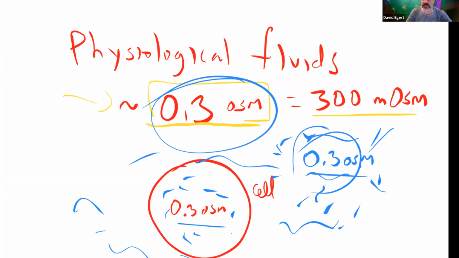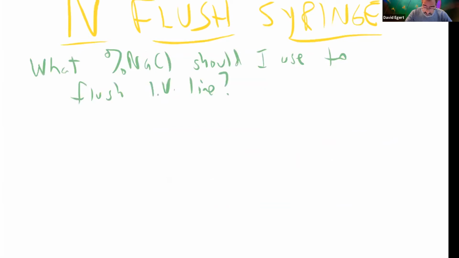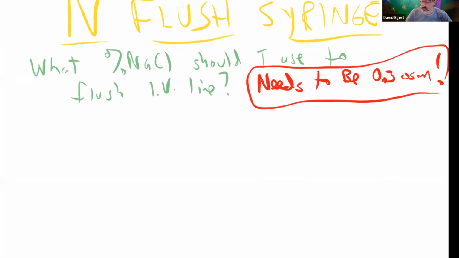Remember this idea: if I want my cell to be happy, the inside and the outside have to have the same osmolarity. And we talked about the osmolarity of typical physiological fluids being 0.3 osmolar. So this is going to be my starting point for this whole calculation. I need to make sure whatever I'm injecting into their veins is 0.3 osmolar, or else it's going to explode or shrivel up this person's cells. So let's start there.